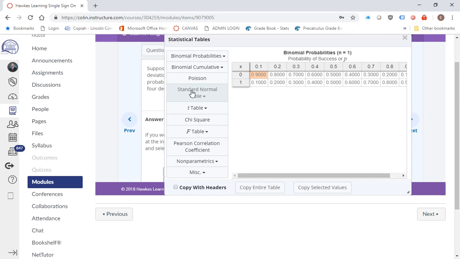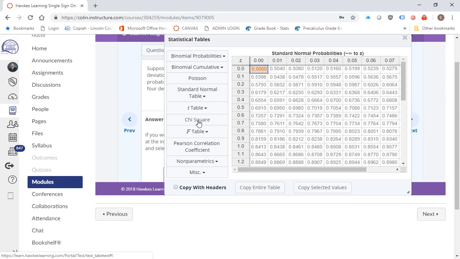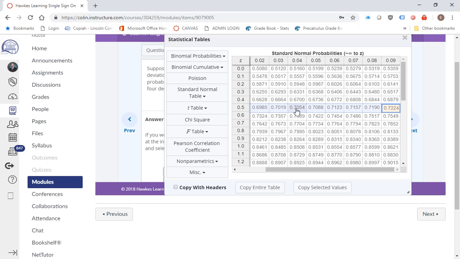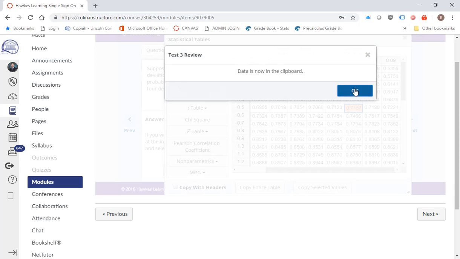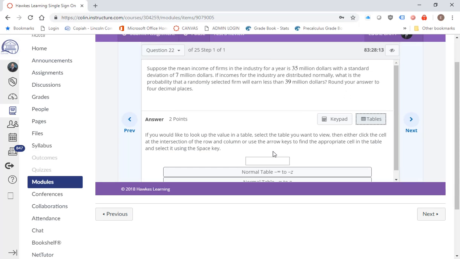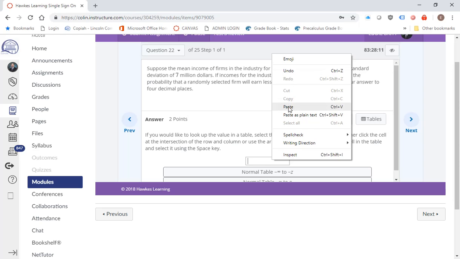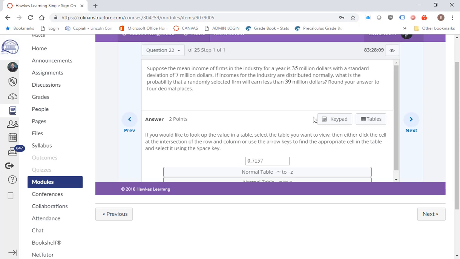So I've got to go to the standard normal table, negative infinity to 0. Don't click 0 z or 0 to z. Click this one. And I use a z-score of 0.57. So this value right here. And again, I'm just going to copy and paste it so I don't forget it. There you go. That's the answer.